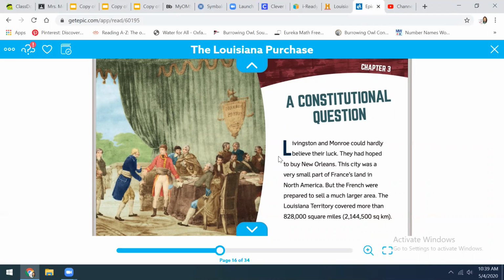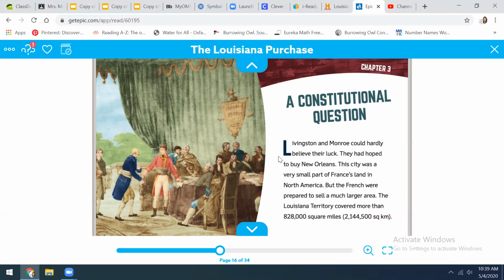So the question that this chapter is going to go over is, was it something that Thomas Jefferson did that followed the Constitution? Because remember, as president, he is required and he is sworn to follow the Constitution. So let's see what happens here.